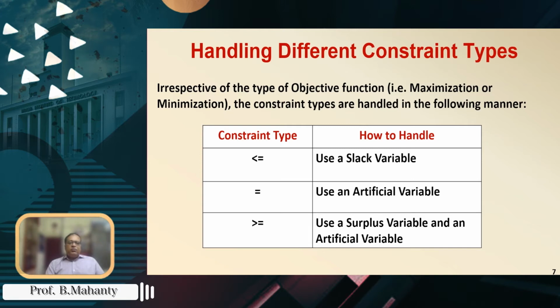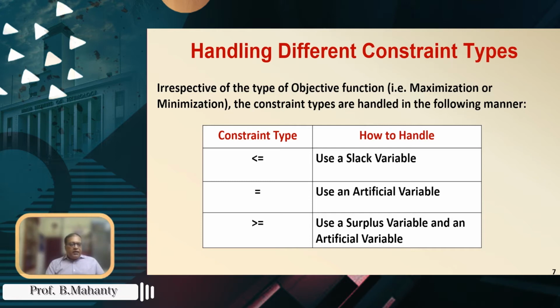Our purpose is to remove them as early as possible because they are artificially constructed only to get the canonical form. Sometimes the artificial variable, particularly in greater than equal to, also represents an infeasible solution. So that also should be remembered. When we see various problems, we shall see that.